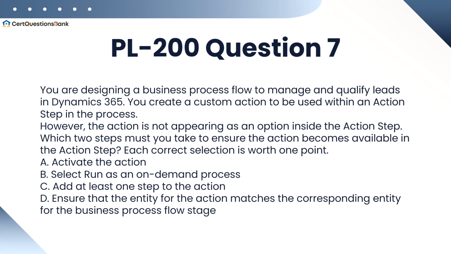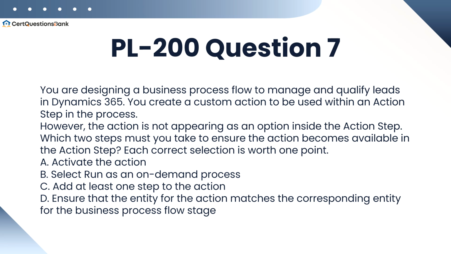You are designing a business process flow to manage and qualify leads in Dynamics 365. You create a custom action to be used within an action step in the process. However, the action is not appearing as an option inside the action step. Which two steps must you take to ensure the action becomes available in the action step? Each correct selection is worth 1 point.